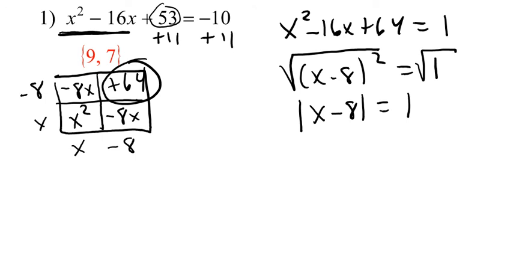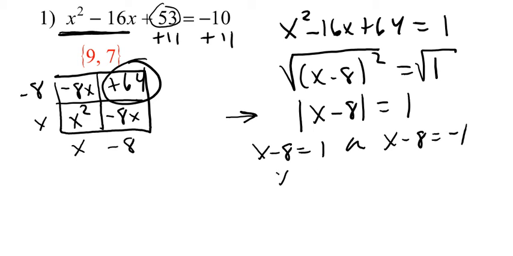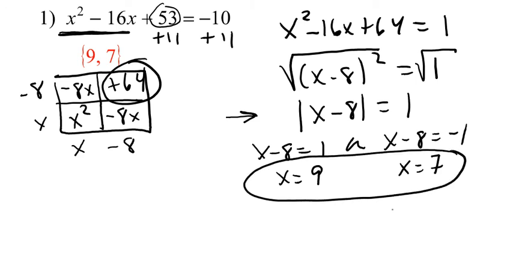1. Okay, so now we have to look at this absolute value. Do not forget this step, because this means that x minus 8 equals positive 1 or x minus 8 equals negative 1. So we get x equals plus 8 on both sides is 9, and x equals plus 8, so 8 minus 1 is going to be 7. So my answers are going to be 7 and 9. And those are my solutions. And remember, that's where we're crossing the x-axis.